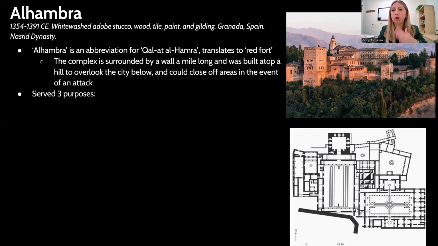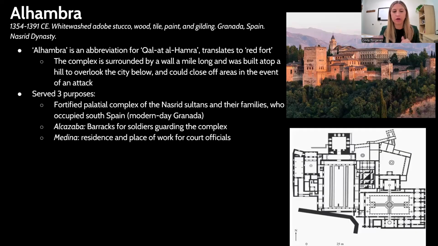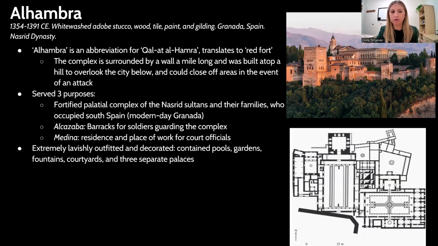And there are three purposes of this structure that sort of developed over time. So first, it started as a military fortification, which turned into a palatial complex and then turned into a residence. Essentially, this is a place where soldiers and military first started to fortify the city, and eventually it also became the home for a lot of the sultans and their families. So a place for political function as well as a residence for the sultans.